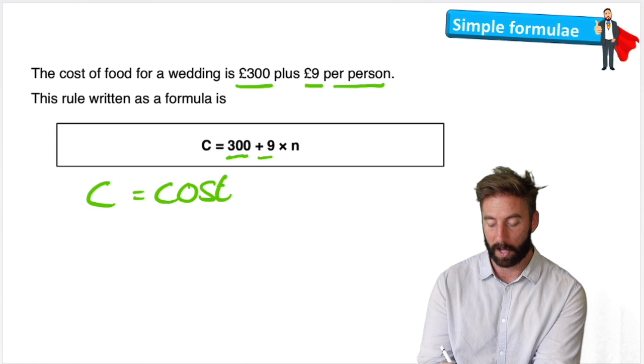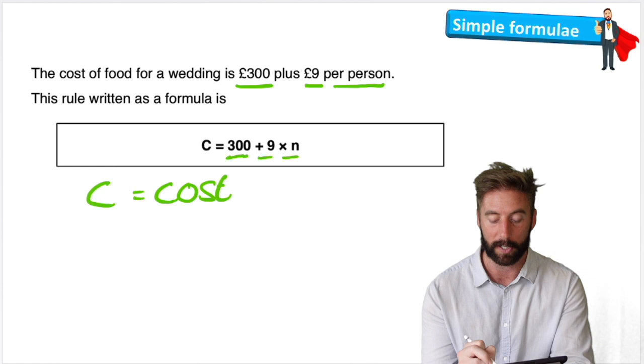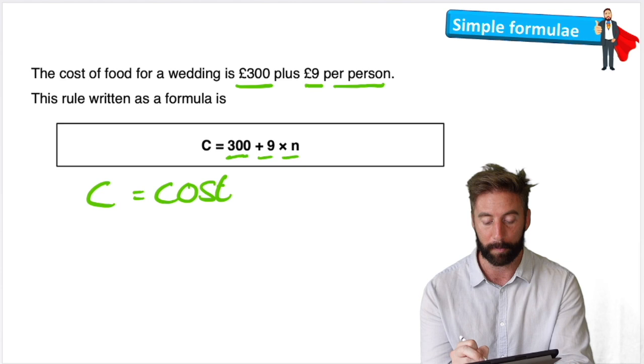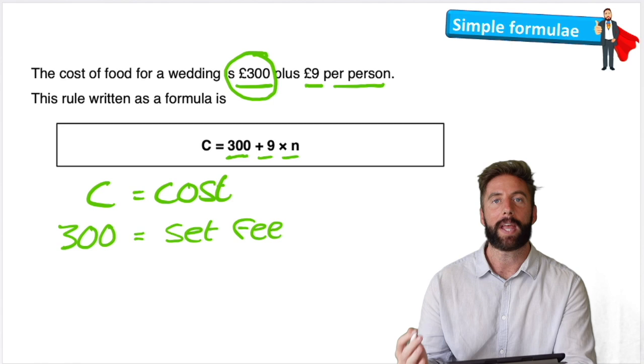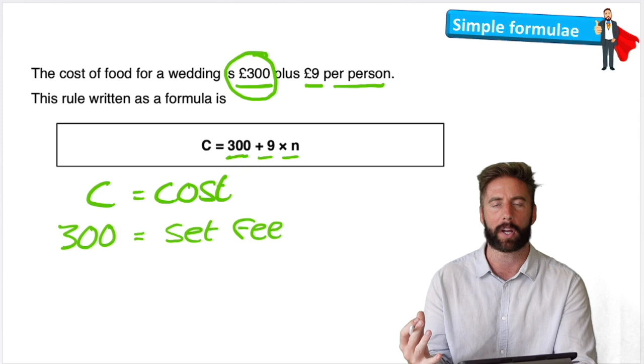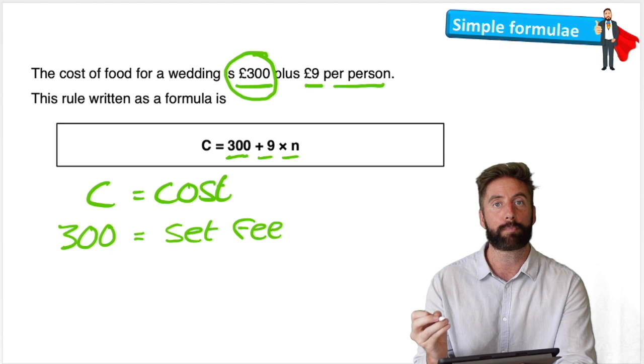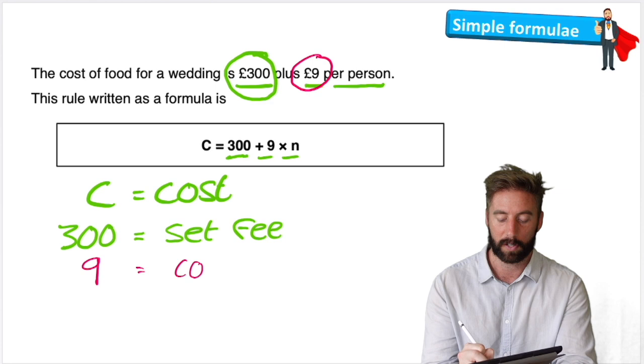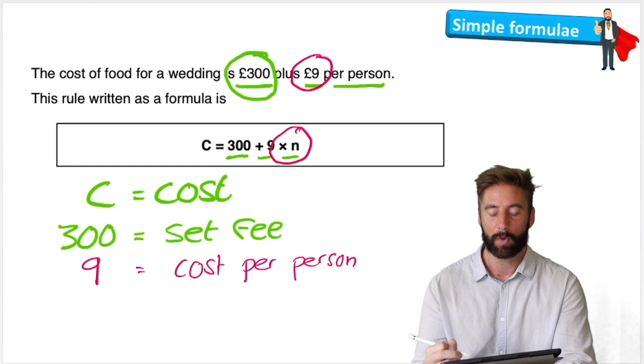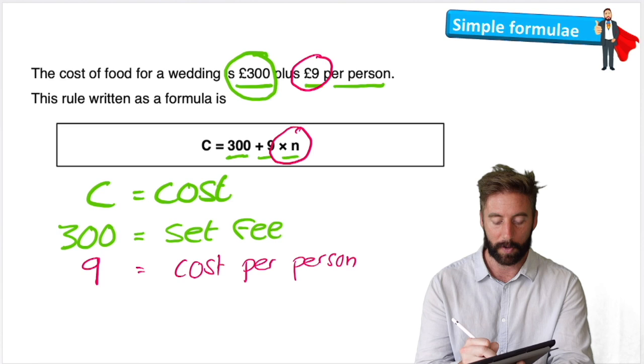Let's break down our formula here and just make sure we understand every element of it. So the C at the start is the cost, and the cost is equal to 300 because the 300 is a set fee, a fee for just having a wedding. And then we have to pay per person that's going to come to our wedding, which makes sense, doesn't it? If we're going to have a big wedding, we're going to have to pay more for more people that want to come. And if we have a small wedding, we're going to pay less. And the cost per person is £9. So the 9 is the cost per person. But then we have this times n. What do we think the times n means? That's right, the number of people that come. So n equals the amount of people.